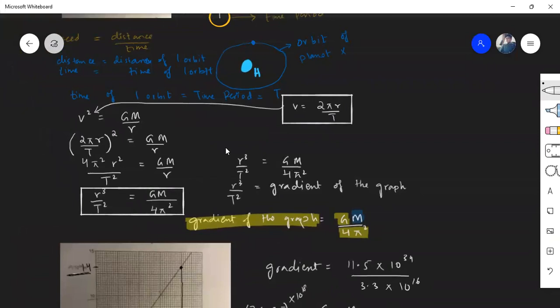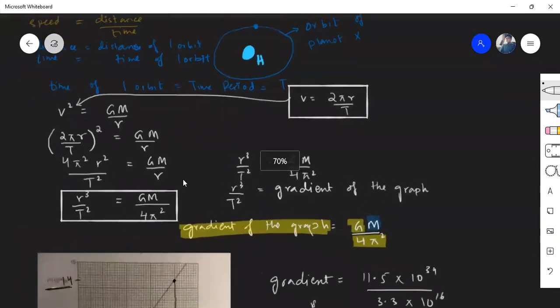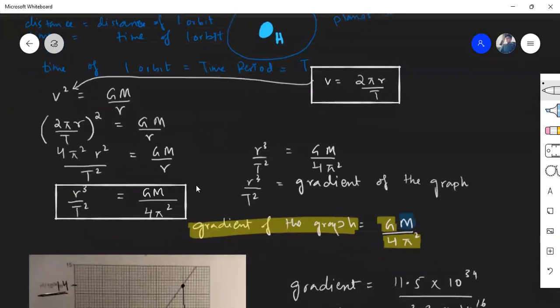The reason that I actually ask you to derive it is so that if you know where the formula comes from, you don't have to remember it. You just know where it comes from. So you know how this result, r cubed equals GM divided by 4 pi squared times T squared, is coming from. Okay.